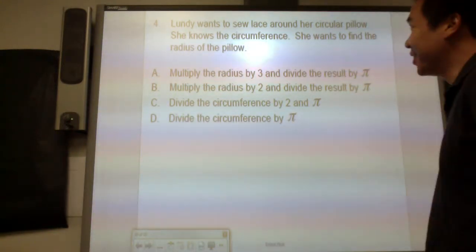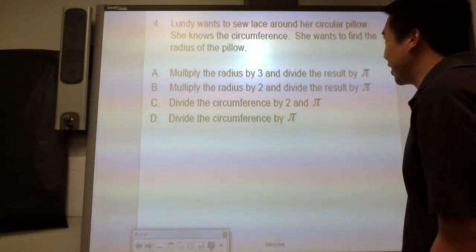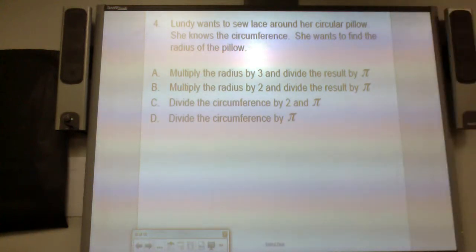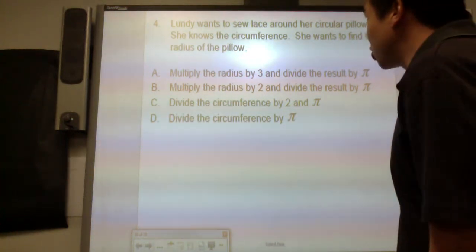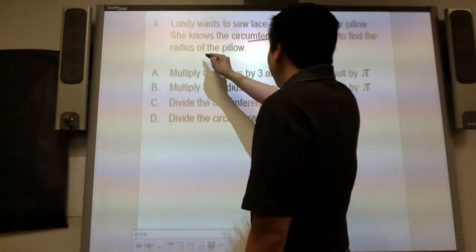And last but not least, there's a girl named Lundy, or Mr. Oh yeah, I remember her. I used to teach a girl named Lundy. Lundy wants to sew lace around her circular pillow. She knows the circumference. She wants to find the radius.